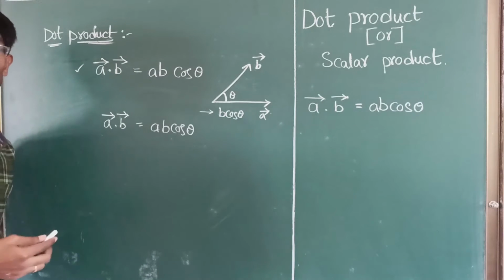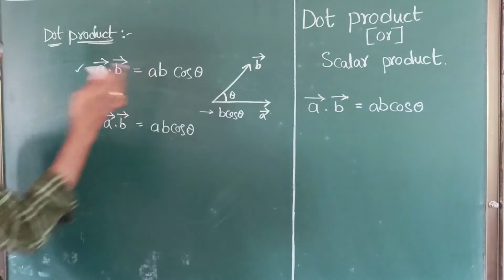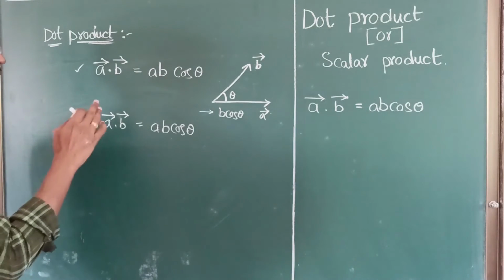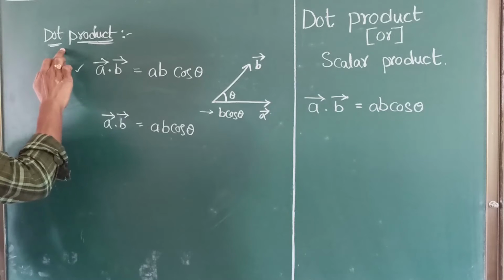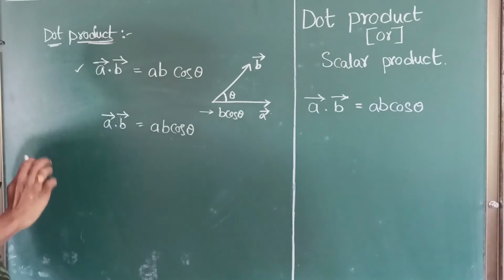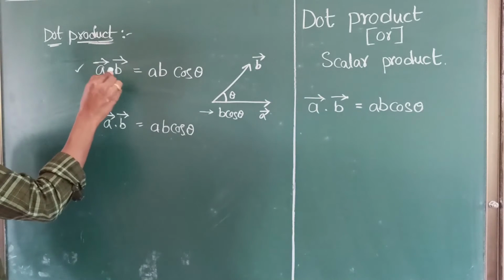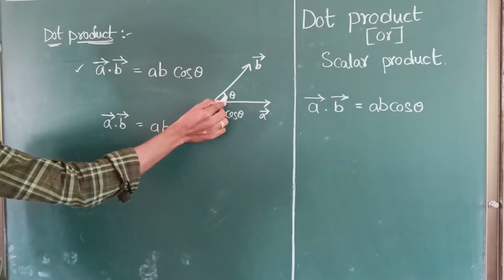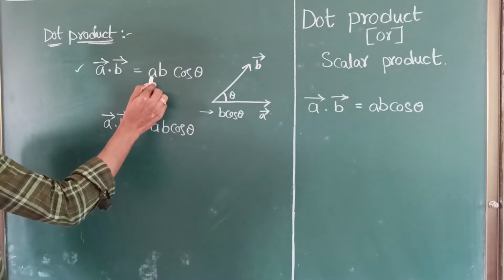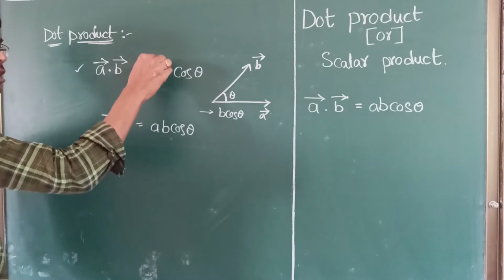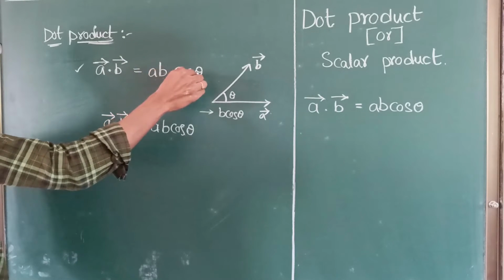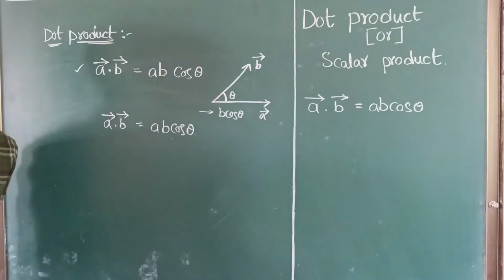If the product of two vectors gives us a scalar quantity, then we will call it the dot product or scalar product. So here a bar and b bar are two vectors subtended by an angle theta, then the dot product will be given by the product of the magnitudes of the two vectors and the cosine of the angle between the two vectors.